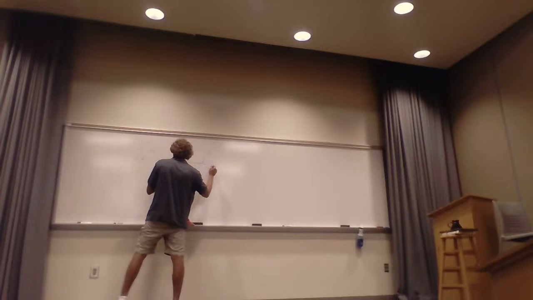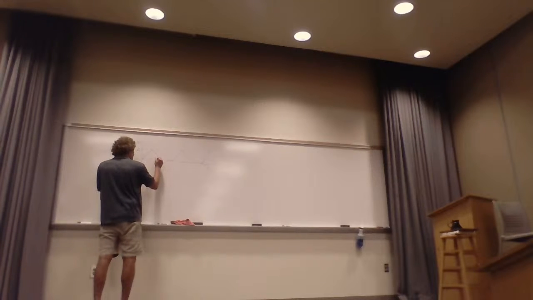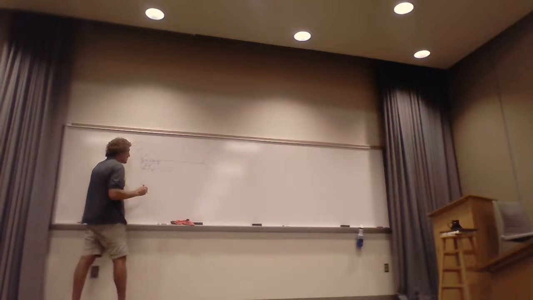This is t. This is x of t. And this is A. This is a symmetric triangle. Call the total width 2 tau. That means this width and this width are tau. And call this t. All right.